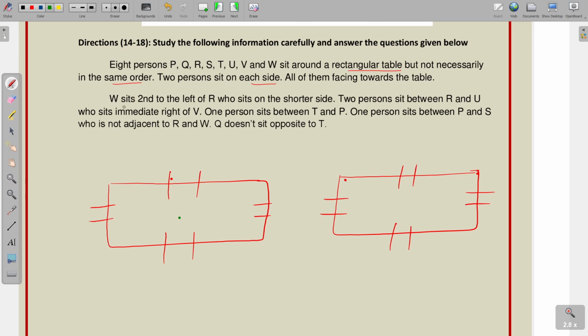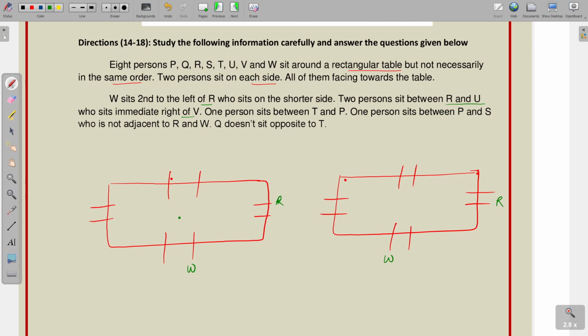So see, W sits second to the left of R, who sits on the shorter side. Suppose I place R here, W is second to the left of R: 1, 2, W is coming here. It is possibility 1. And possibility 2: if I place R here, W is coming here.